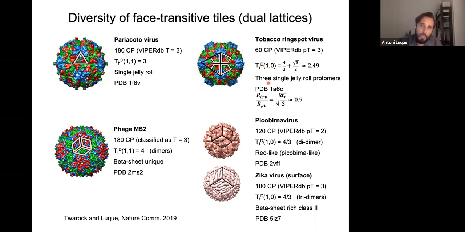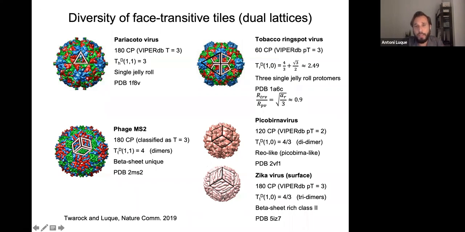And what is interesting is that if you take the domain, since it's the same as the Pariacoto, with this lattice, you would predict that the size of tobacco ringspot virus would be 0.9 the size of the Pariacoto virus. And when you do the measurements, that's exactly what you get. You get 0.91. Another interesting aspect is that if you join this rhombic trihexagonal dual and put the kites together, which in this case are single proteins, they form this nice triangle, like in the case of the hexagonal dual.